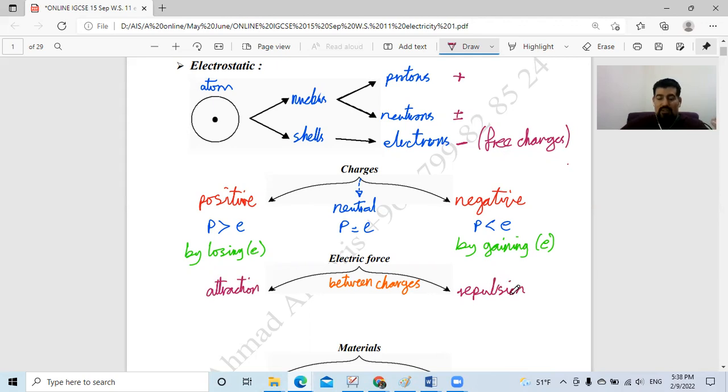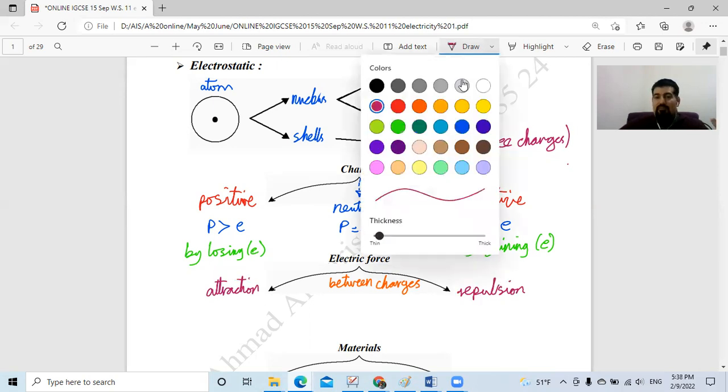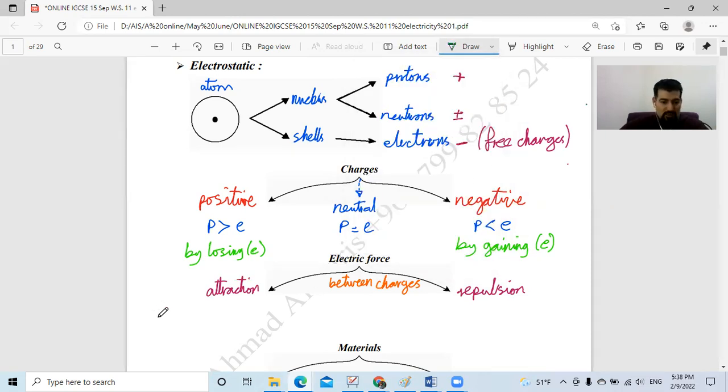So when we talk about attraction, we are talking about the unlike poles. What do I mean by unlike poles? Unlike charges. Unlike, that means we are talking about a positive and a negative, not north and south. North and south is magnetic. We are talking about positive and negative. I wrote it here. I didn't write north and south.